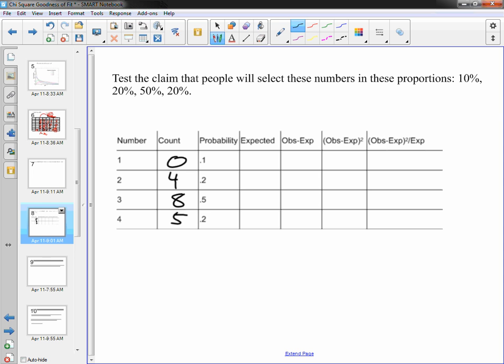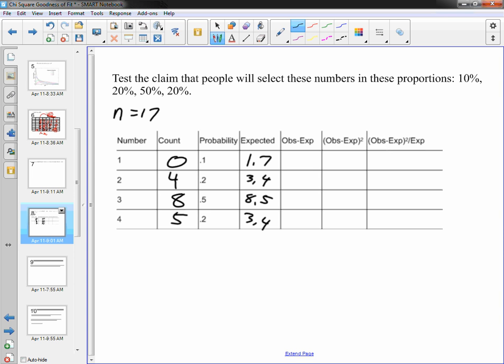So if we had 17 people, let's find the expected value, right? So I'm going to say that n is equal to 17. What's the expected value for a 1? 1.7. What's the expected value for 2? It's just the probability times the number that we used, right? So that would be 3.4. For 3s, how many would we expect? 8.5. And then we would expect 3.4 4s as well.